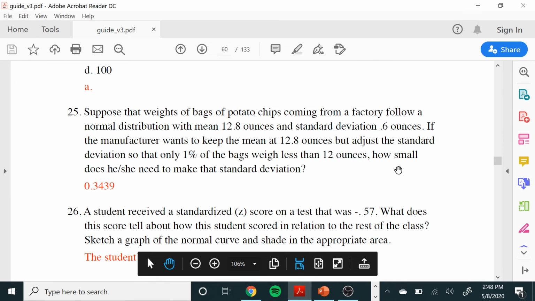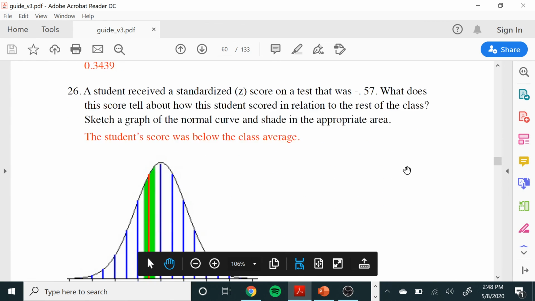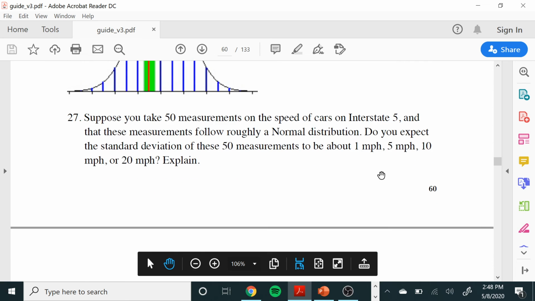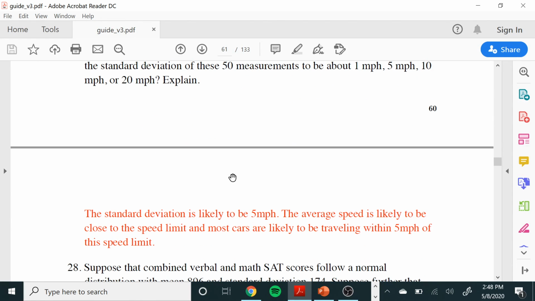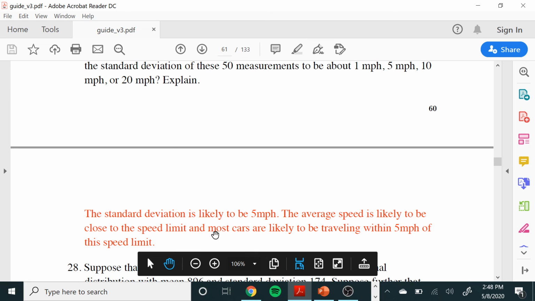Okay, let's look at one other thing. Maybe you read this already and you're like, well, I don't understand this question. Nobody does. Question 27 here. It's completely flawed, so just ignore it. If you look at the answer, what does it say? Most cars are likely to be traveling within 5 miles per hour of the speed limit. I don't know how you're supposed to guess that. It certainly isn't the case in Florida.